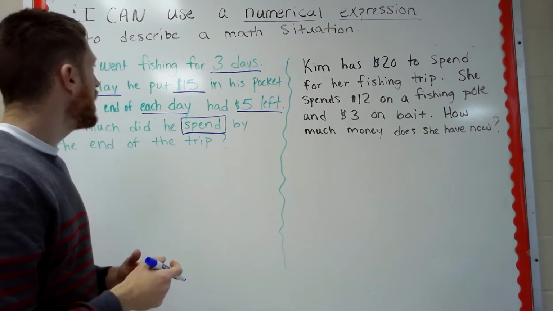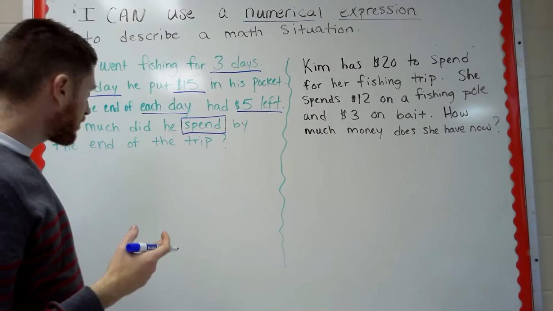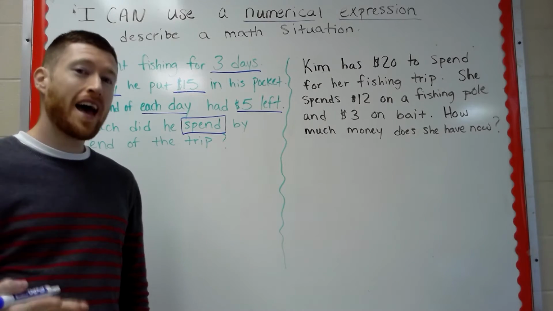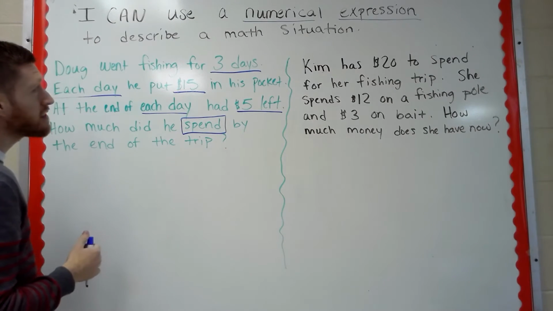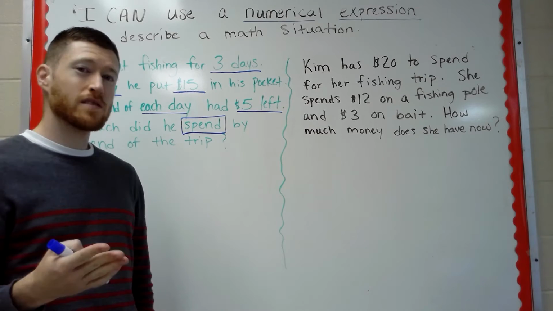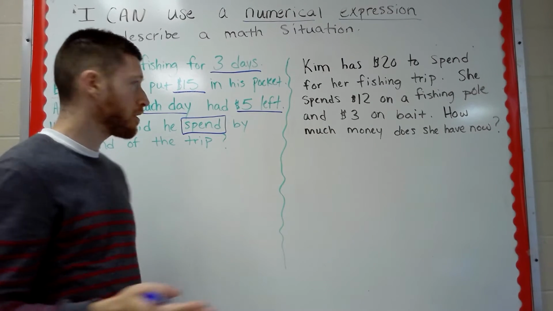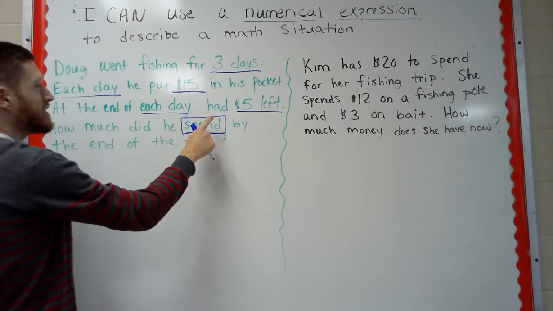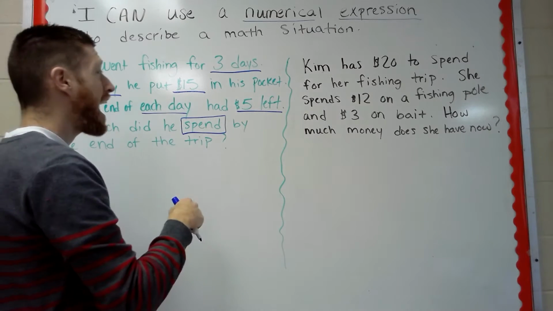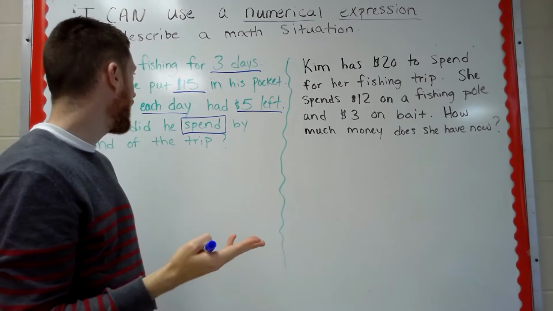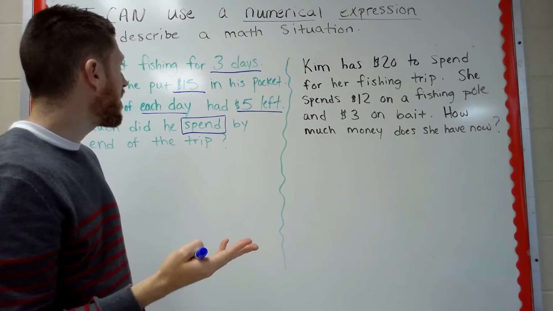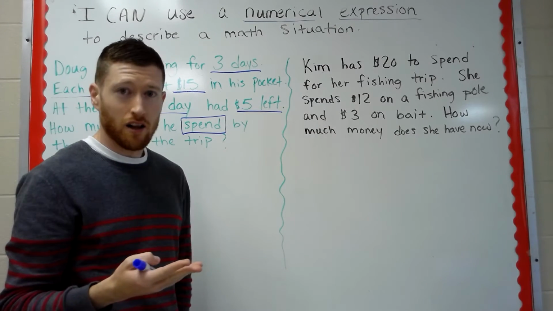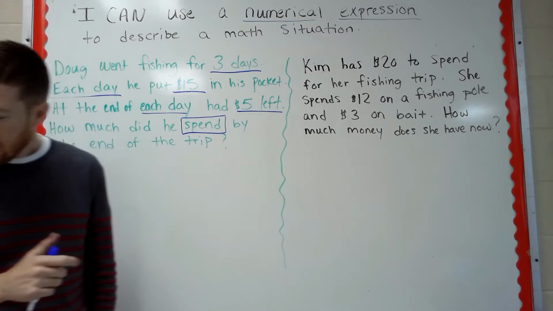The first thing we need to think about is how much is he spending in 1 day? Because if we can figure that out, then we can easily figure out how much that is in 3 days by multiplying it by 3. If each day he puts $15 in his pocket, and at the end of each day he has $5 left, then that should mean he is spending a total of $10. So we need to think about what that would look like in a math situation.